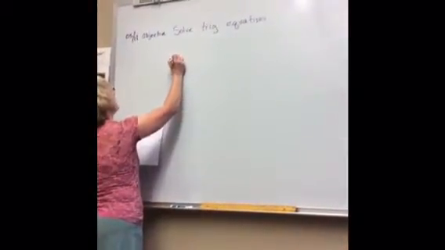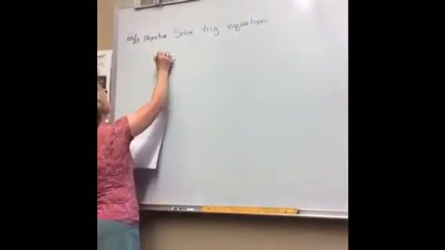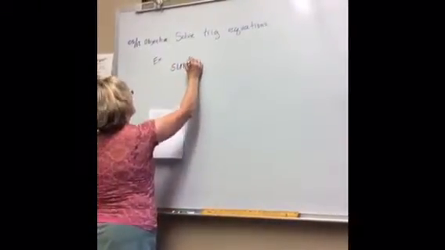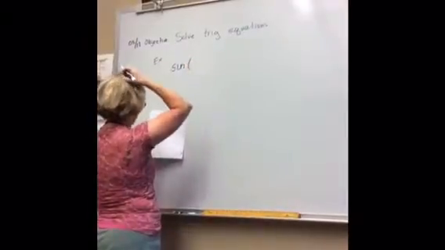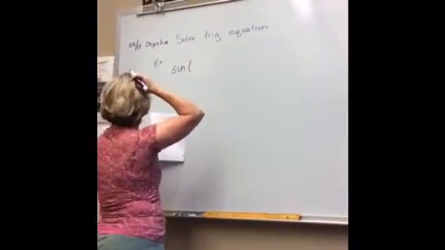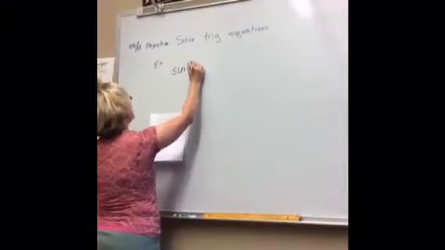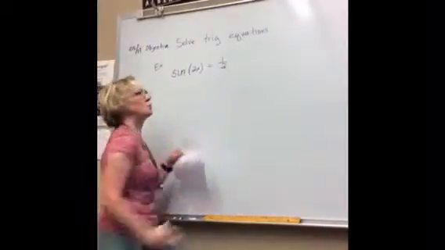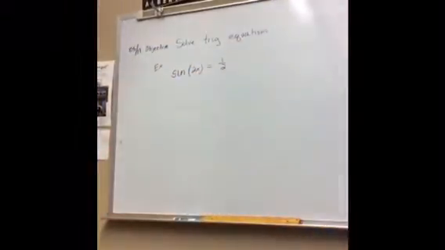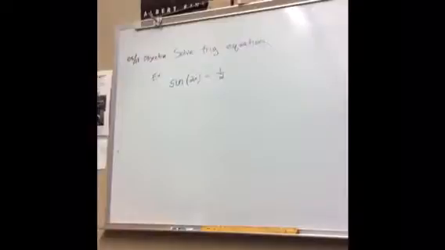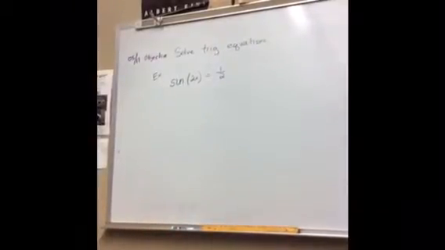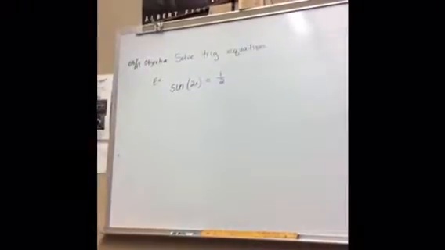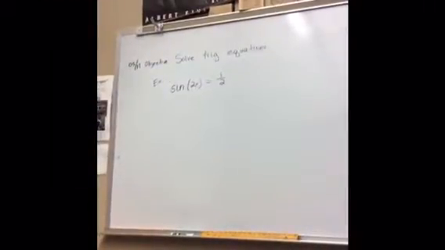Here's our new example. Let's say we have sine of 2x equals a half. Let's get some information. We're trying to figure out the value of the variable that makes the equation true, right? So we're really trying to figure out what x is.